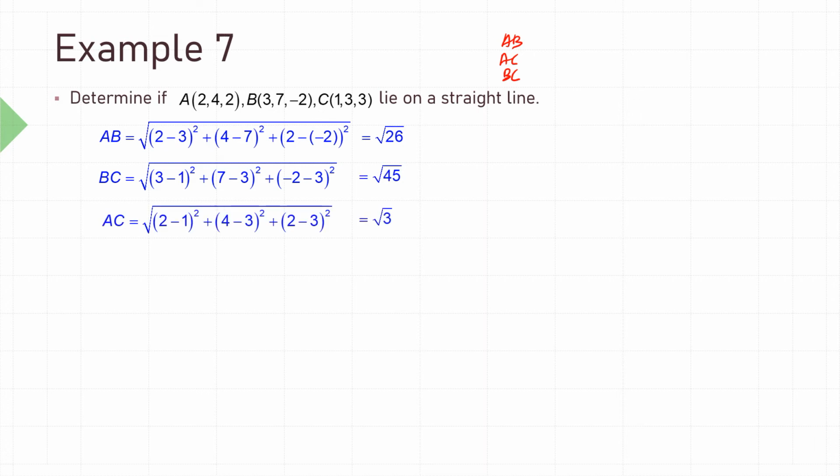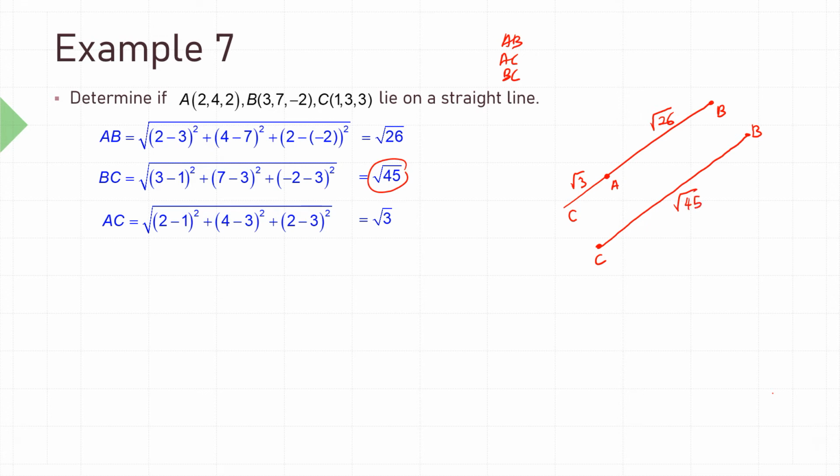And we find the distance of AC, we'll have root 3. Bear in mind that if A, B, and C lie on a straight line, we'll have something like this. I'll try my best to draw this one. So we have the point A here, A to C, and A to B is here. So we see that A to C is root 3 and A to B is root 26. If we find the distance of BC, this is BC, so we should have root 45.